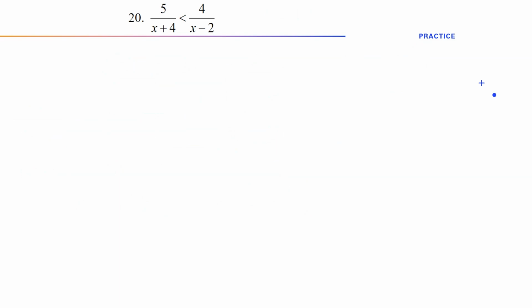Number 20, we have the restricted values x equals negative 4 and x equals 2. So it means x has to be different from negative 4 and x has to be different from 2. Now we want all of the terms on the left hand side, and the other side has to be 0. So I subtract both sides by 4 over x minus 2, so 5 over x plus 4 minus 4 over x minus 2 is less than 0.